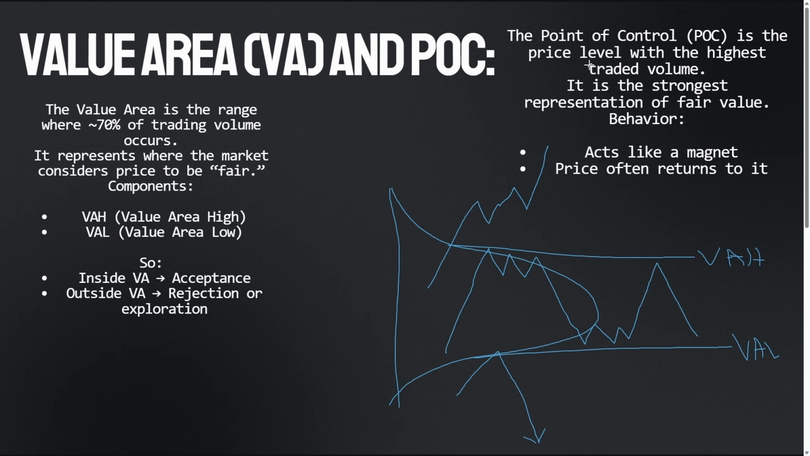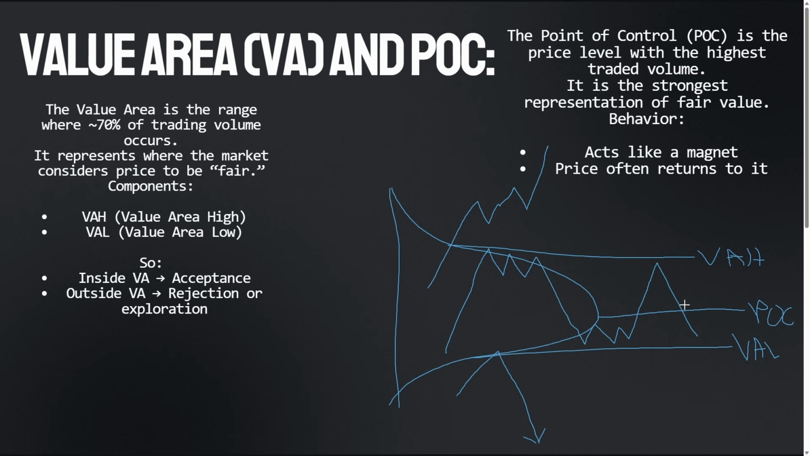And then you also have the point of control, which is the point where the highest traded volume is, but can also be the most time spent. Whatever this profile is representing, it's basically the highest value in comparison to any other point. So, for example, right here would be your point of control because that has the highest peak. It acts as a magnet, and price may often return to it. So this is your overall mean. Price can chop around this price point.